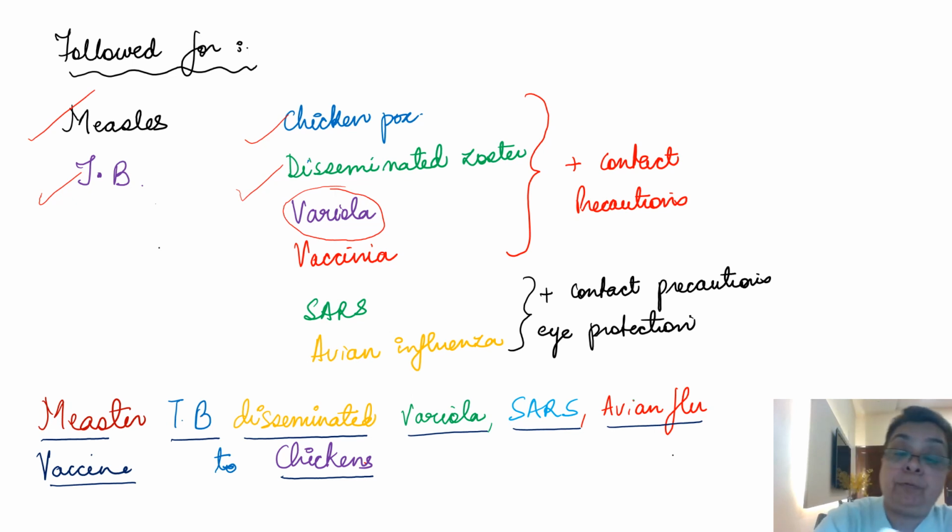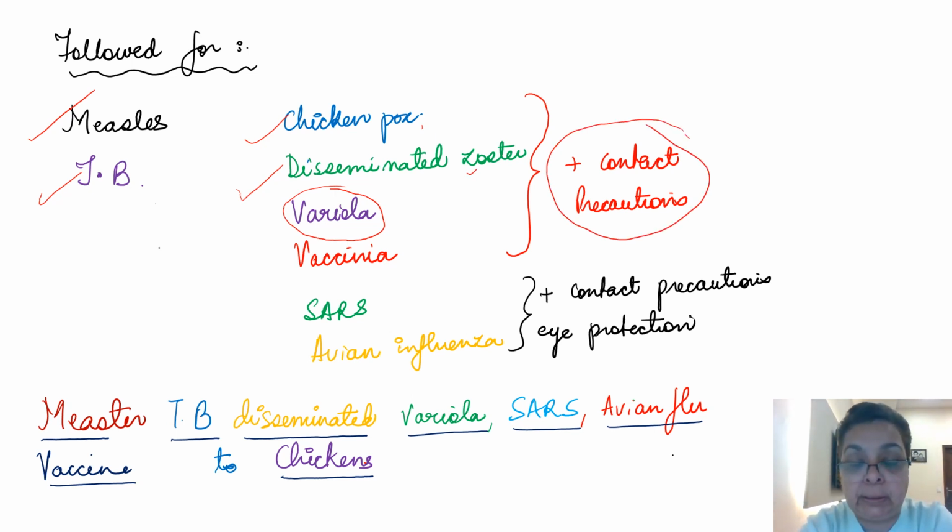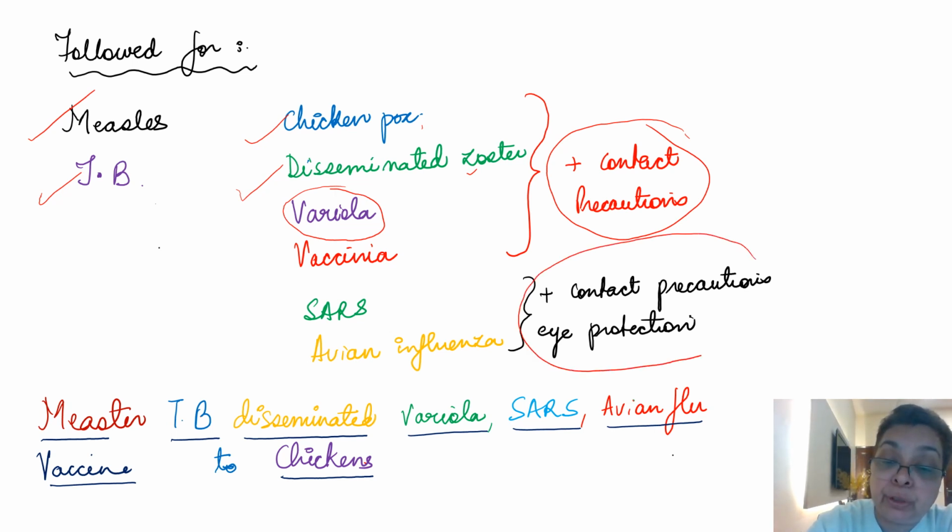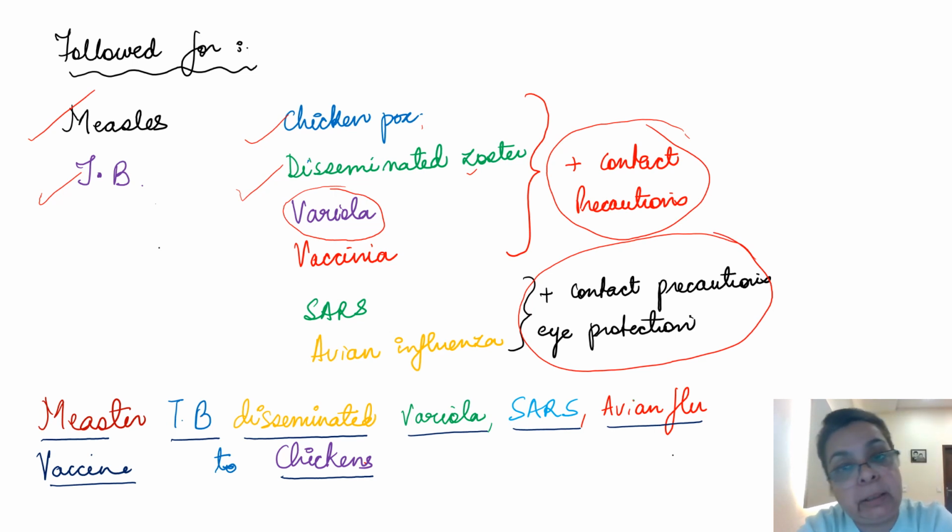Okay. Now, for measles and TB, it is just airborne precautions, but for chickenpox and disseminated zoster, we will add contact precautions. And for SARS and avian influenza, we are also going to add eye protection along with the contact precautions.